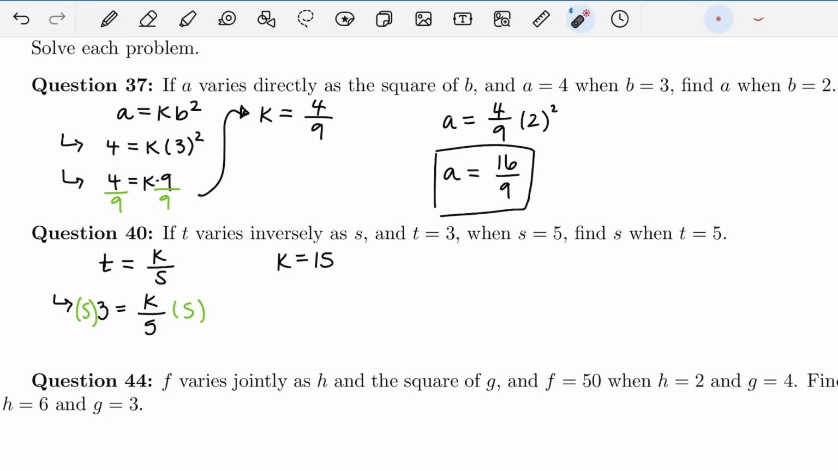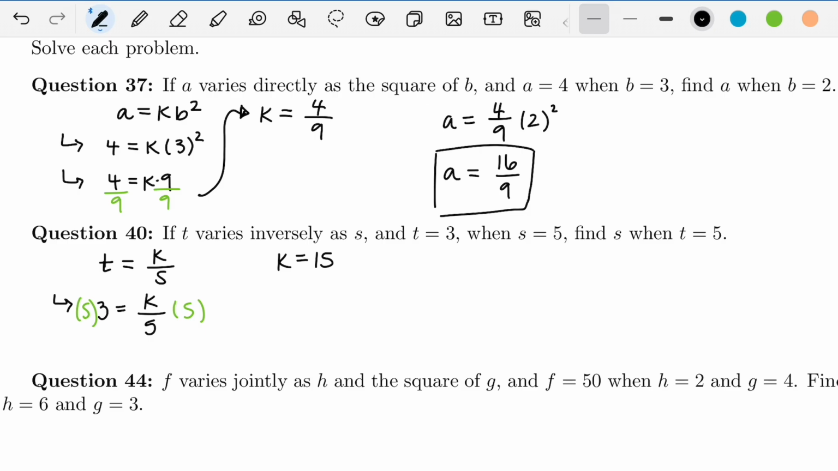So now we can answer this question. We want to find s when t is equal to 5, so let's plug in that information. We have that t is equal to 5. We know k is equal to 15. And we have 15 divided by s on the right-hand side here. Now solving for s, first we multiply by s on both sides of our equation. We end up with 5 times s is equal to 15. And then lastly, we can divide by 5 on both sides to solve for s. We get that s is equal to 3.